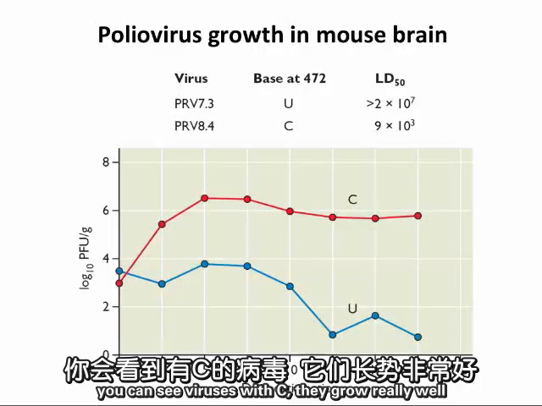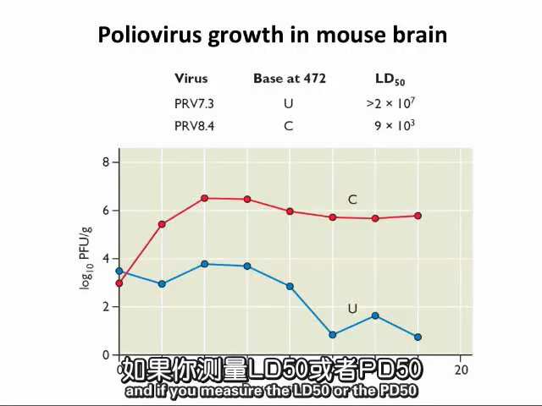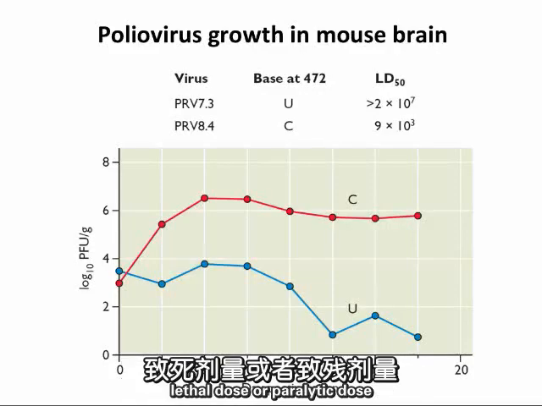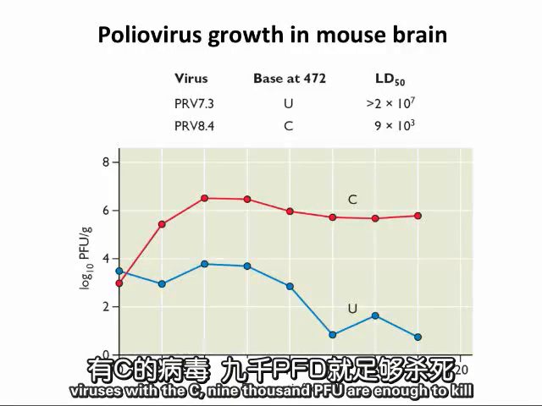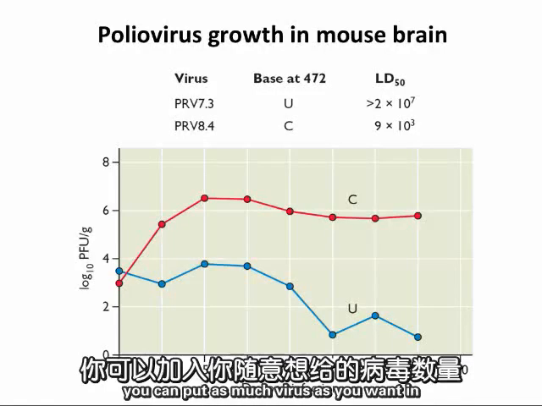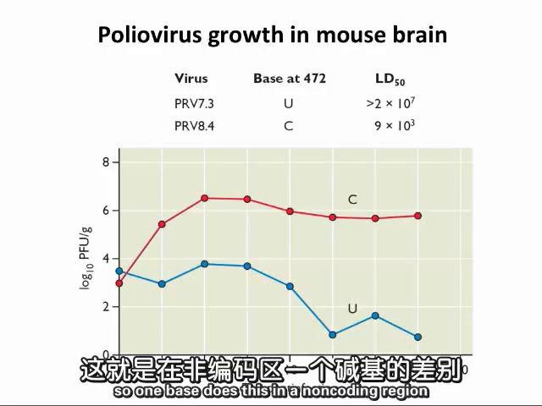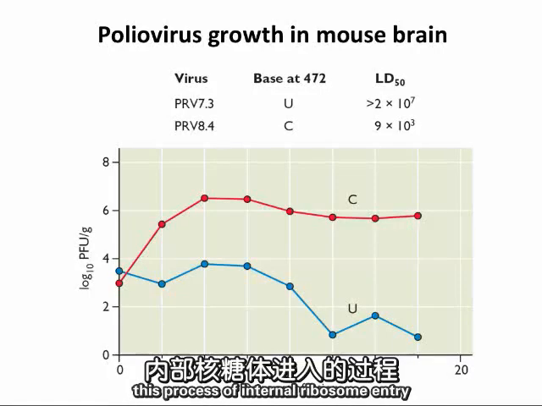You can see viruses with C grow really well, whereas the viruses with U are cleared. And if you measure the LD50 or the PD50, the lethal dose or paralytic dose, the amount of virus you need to kill or paralyze 50% of the animals, viruses with a C, 9,000 PFU are enough to kill or paralyze half of the mice. The virus with a U, you can put as much virus as you want in and you don't get any mice paralyzed. So 1 base does this in a non-coding region. And we think that this somehow influences this process of internal ribosome entry.